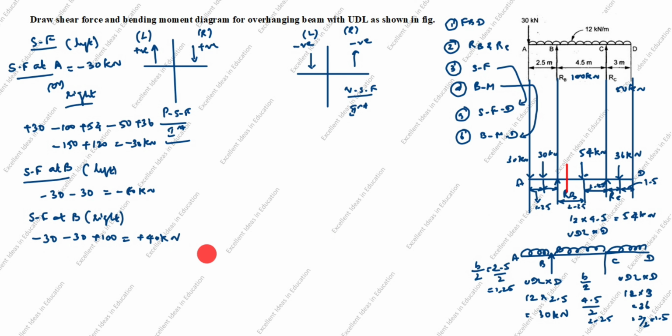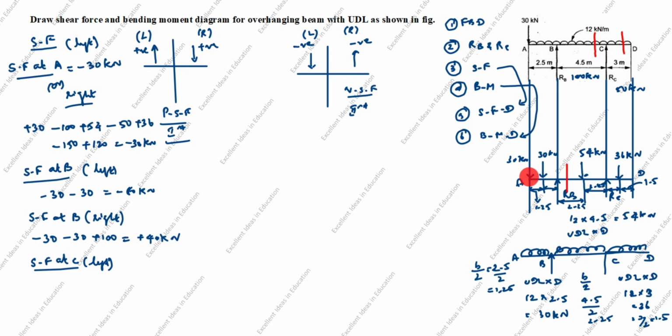Next, shear force at C. C left we will calculate now. From here to here we will calculate. This is the left side. Left side means up to here. Right side means up to here. From here to here is left side. From here to here is right side. But we will take only the left side rule. No need to take the right side.